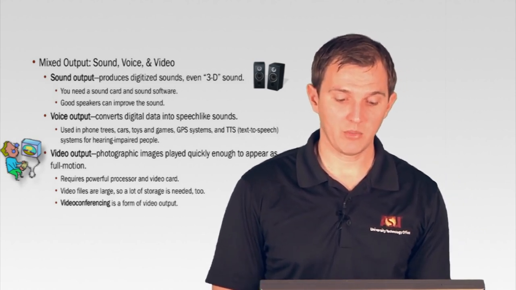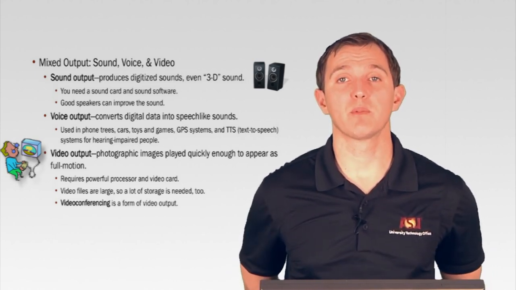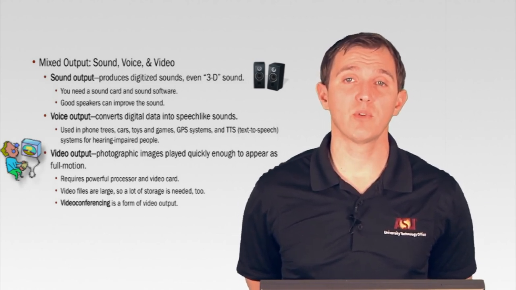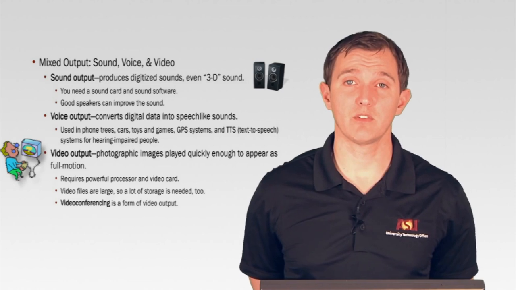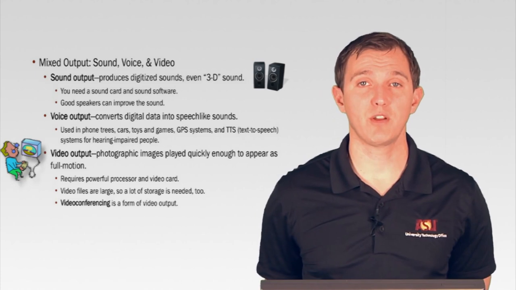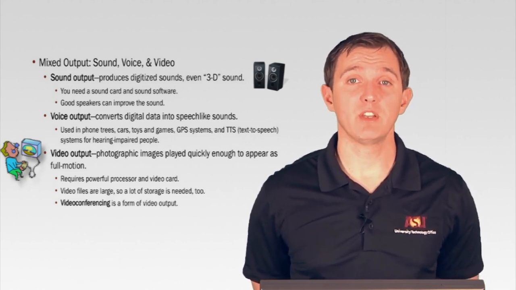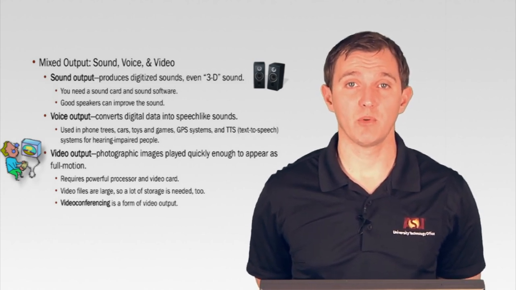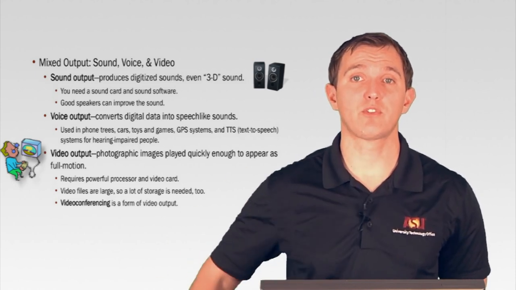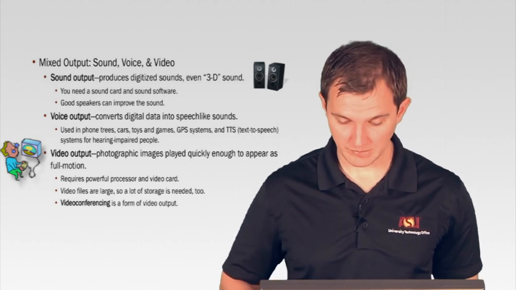And video output, which as you may or may not know, is a series of photographic images played quickly enough to appear as full motion. So in film, that effect is created by 24 slides of film per second, which is enough to trick your eyes into thinking that you're seeing a moving image, where in fact you're only seeing 24 frames of film flying by in 1 second. And the magic number for video is 30 frames per second. So on television, you're not actually seeing a continuous stream, you're actually seeing 30 individual frames per second.